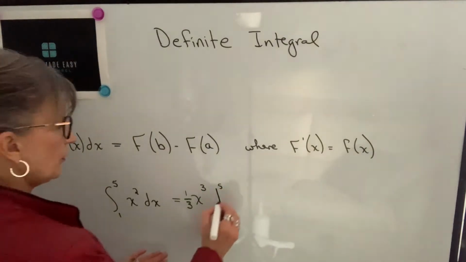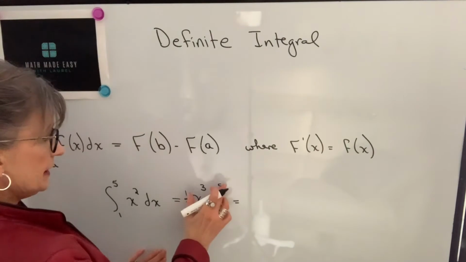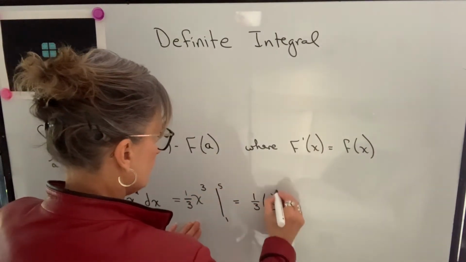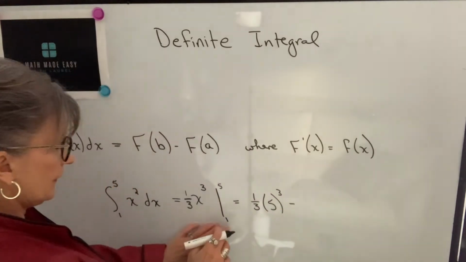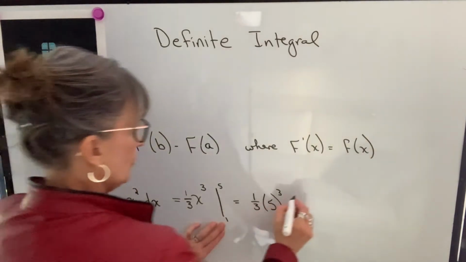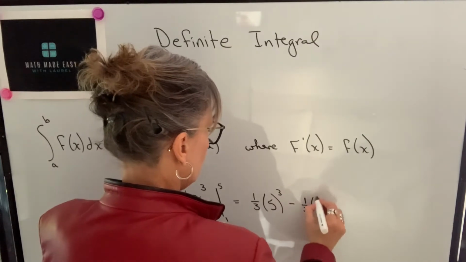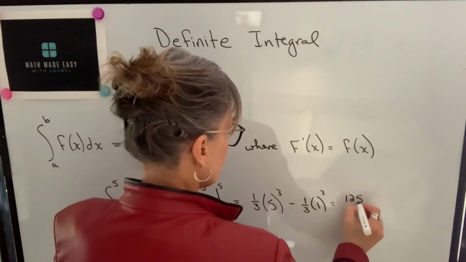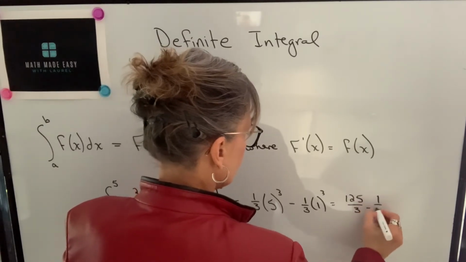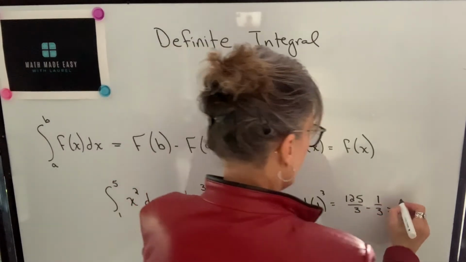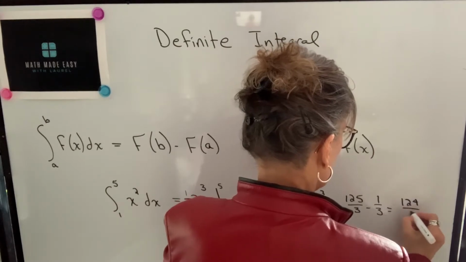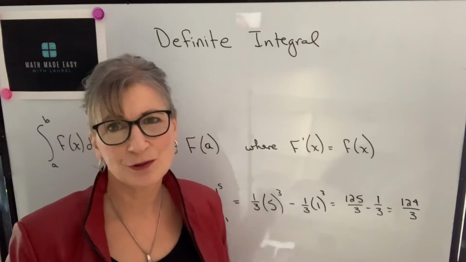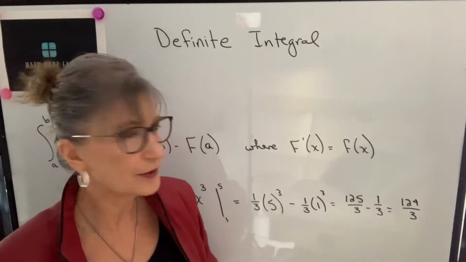Now we're going to evaluate at b, or at the top number, so it will be 1/3 5 cubed minus, then we evaluate at the bottom number, 1/3 1 cubed. So we're going to get 125 thirds minus 1/3, which is 124/3. I prefer exact values. I'd rather not change this to a decimal. So let's just leave it as 124/3.